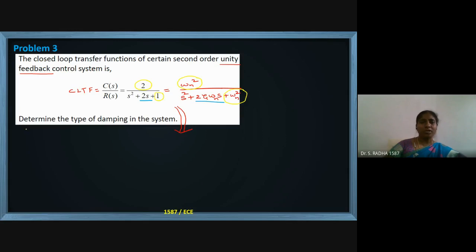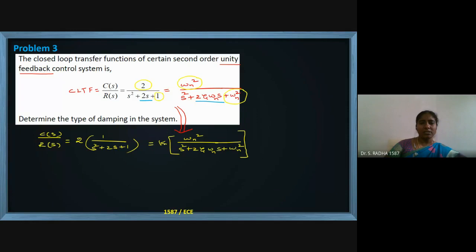For that, what I will do is take C of s by R of s equal to 2 into 1 by s square plus 2s plus 1. Then I will take some constant k, then omega n square by s square plus 2 eta omega n s plus omega n square. An additional constant k can be possible.